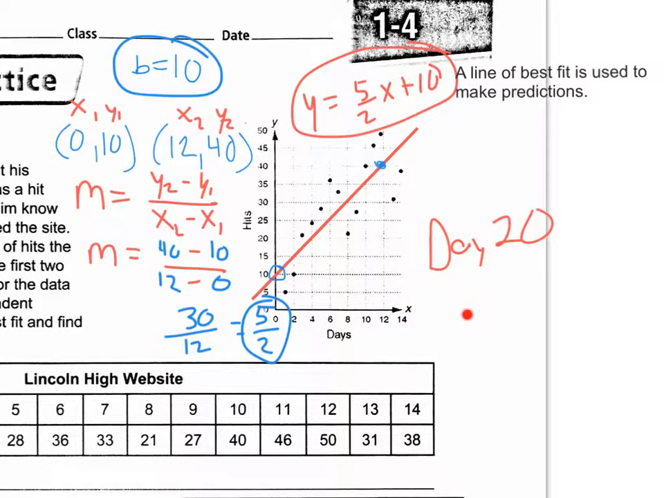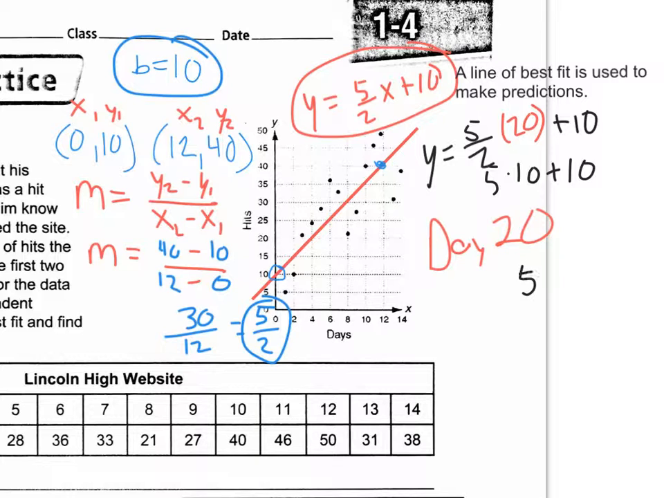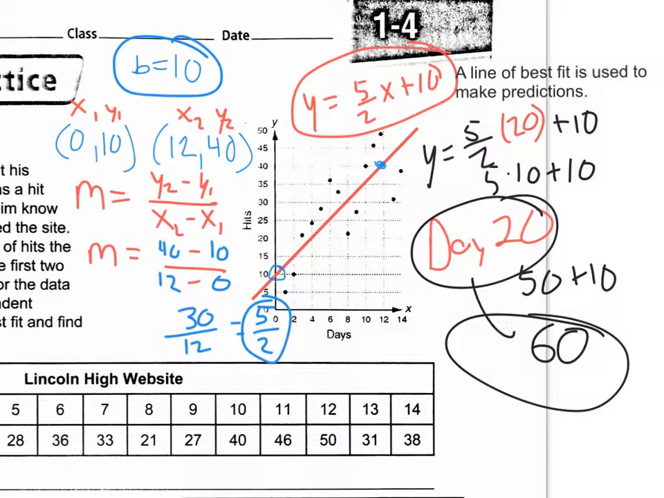But if I did go to 20, that means my input would be 20, which means my x value would be 20. If I plugged it in here, I would get y equals 5/2 times 20 plus 10. If we work that out, we'll get 5 times 10 plus 10, and 5 times 10 is 50, plus 10, that means you'd have 60 total hits on day 20. So I came up with a good prediction based on my line that best fits. And that's why we use lines that best fit to make predictions. I hope this helps.